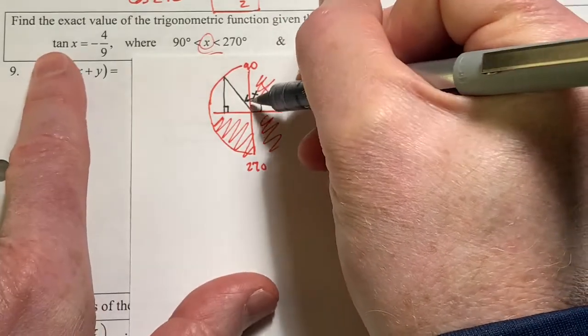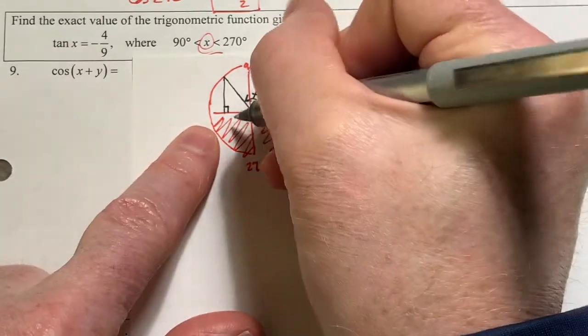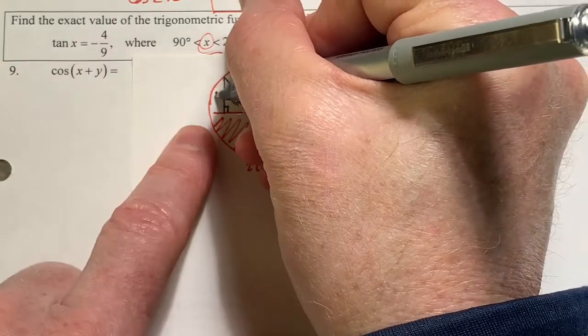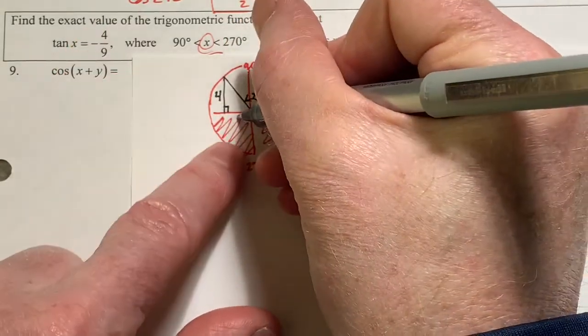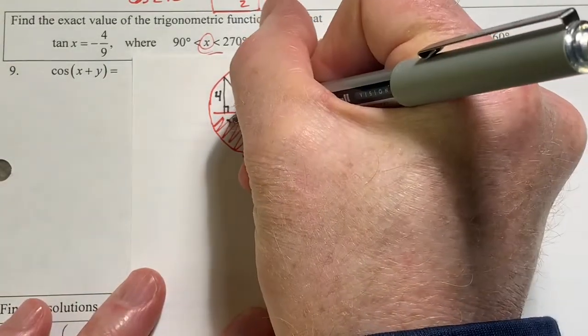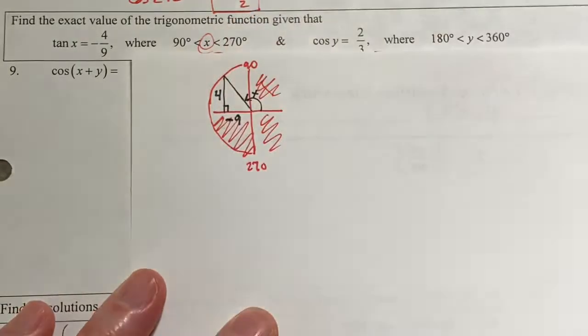And I know that the tangent of this angle right here is opposite, which is either 4 or negative 4. I'm going to put a 4 for now, over adjacent, which is either 9 or negative 9. And if you look at this, the only way it makes sense is for that to be a negative 9, because I'm going left, because that's a positive 4 up.